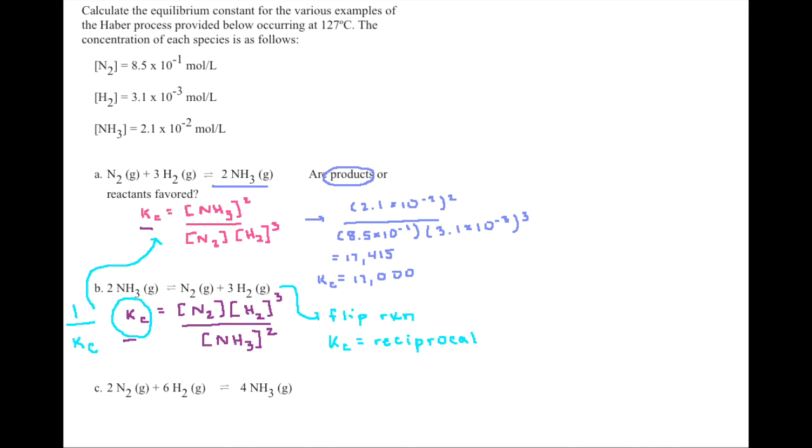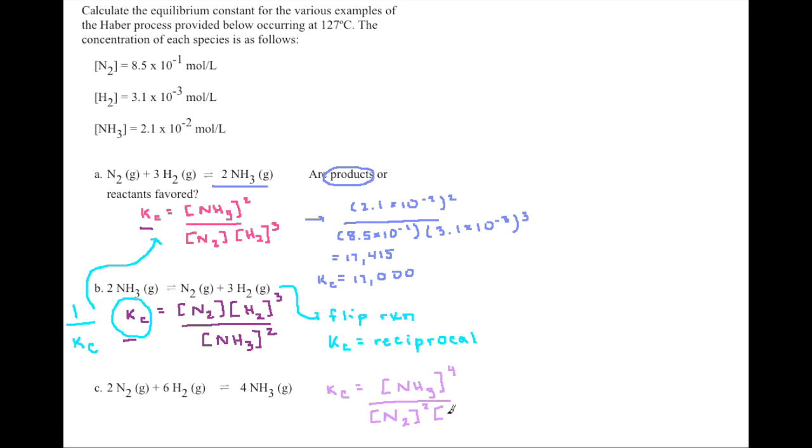Now, let's look at what happens if, notice here, all I've done is I've multiplied all of my coefficients by 2. That's the only way it's different from A. So if I find my Kc of this one, I know that this is going to be equal to NH3, instead of squared now, it's going to be raised to the 4th. And then this is going to be N2 squared.